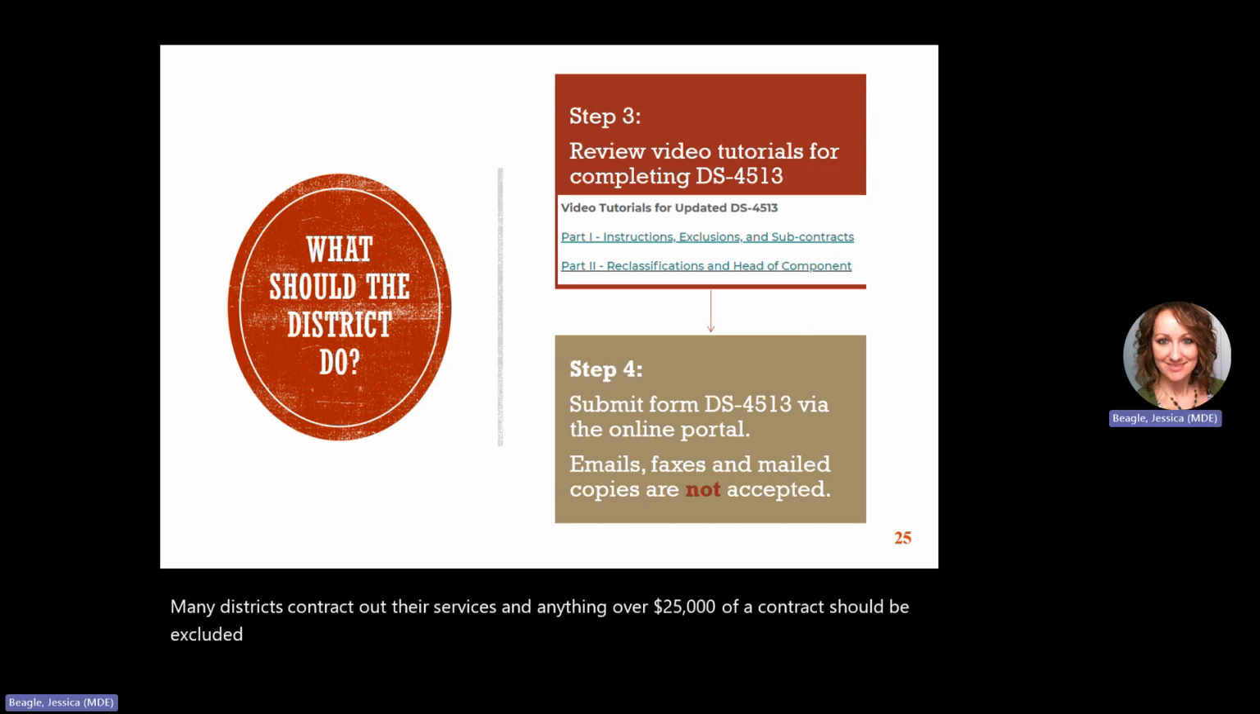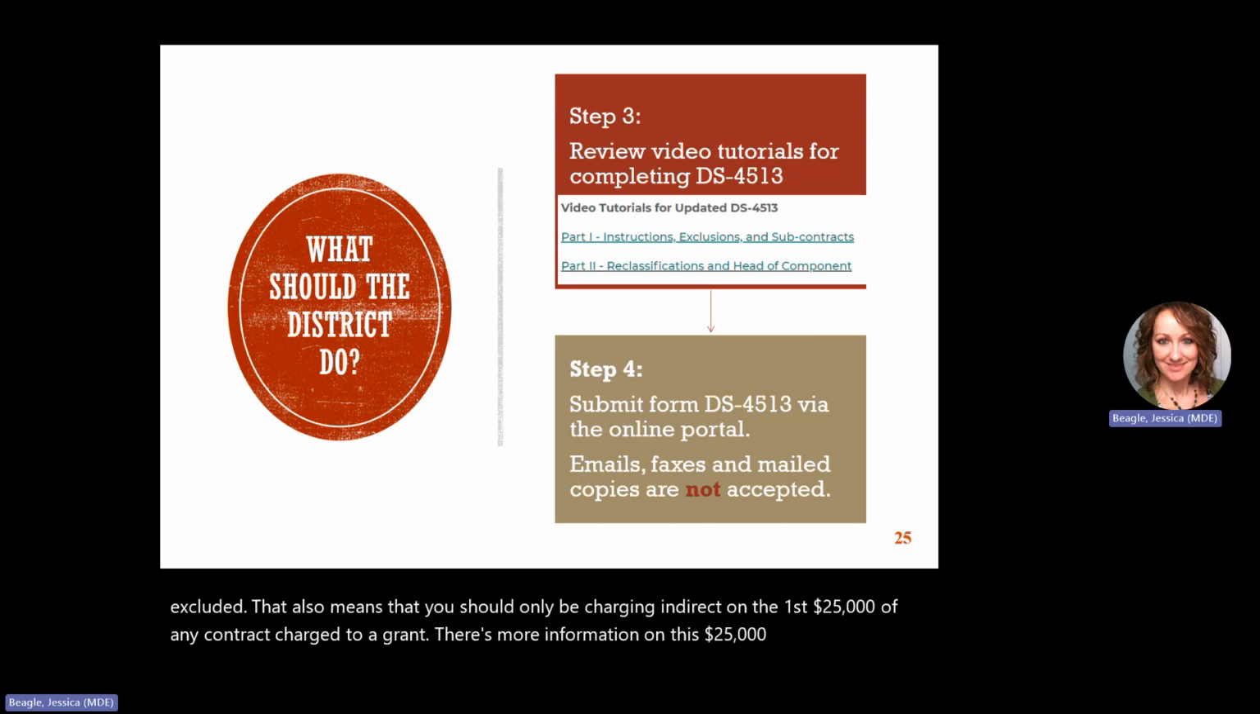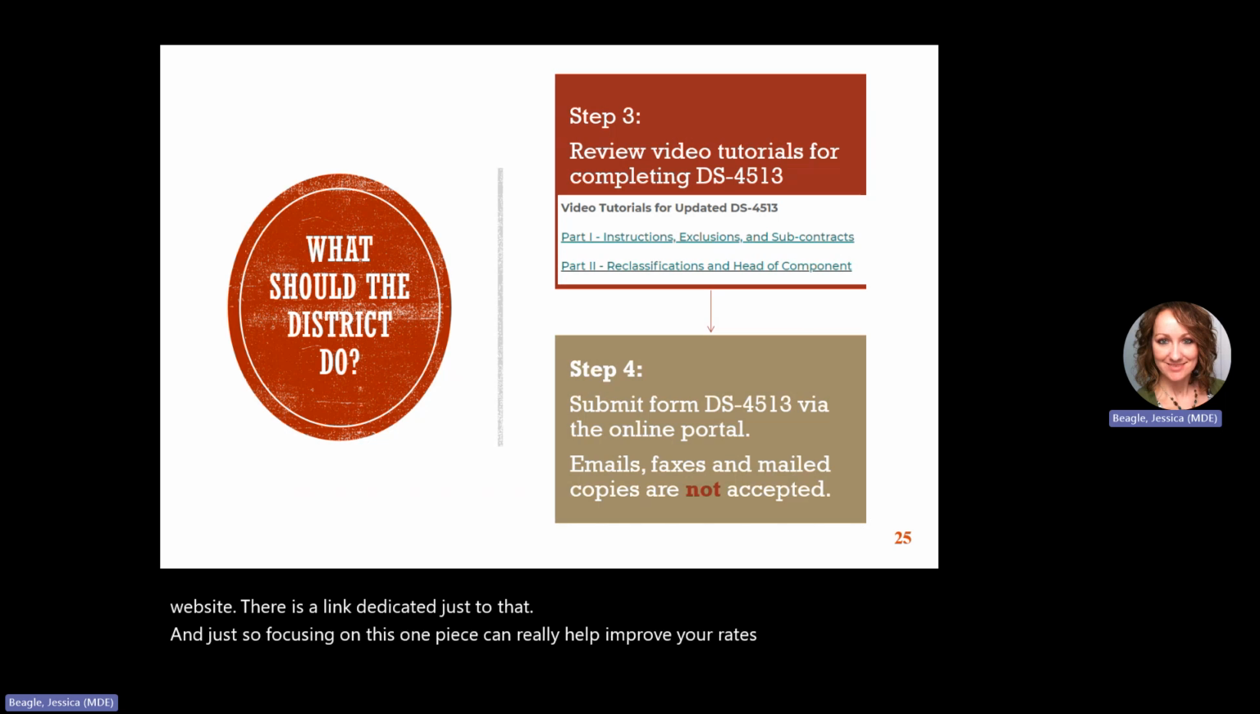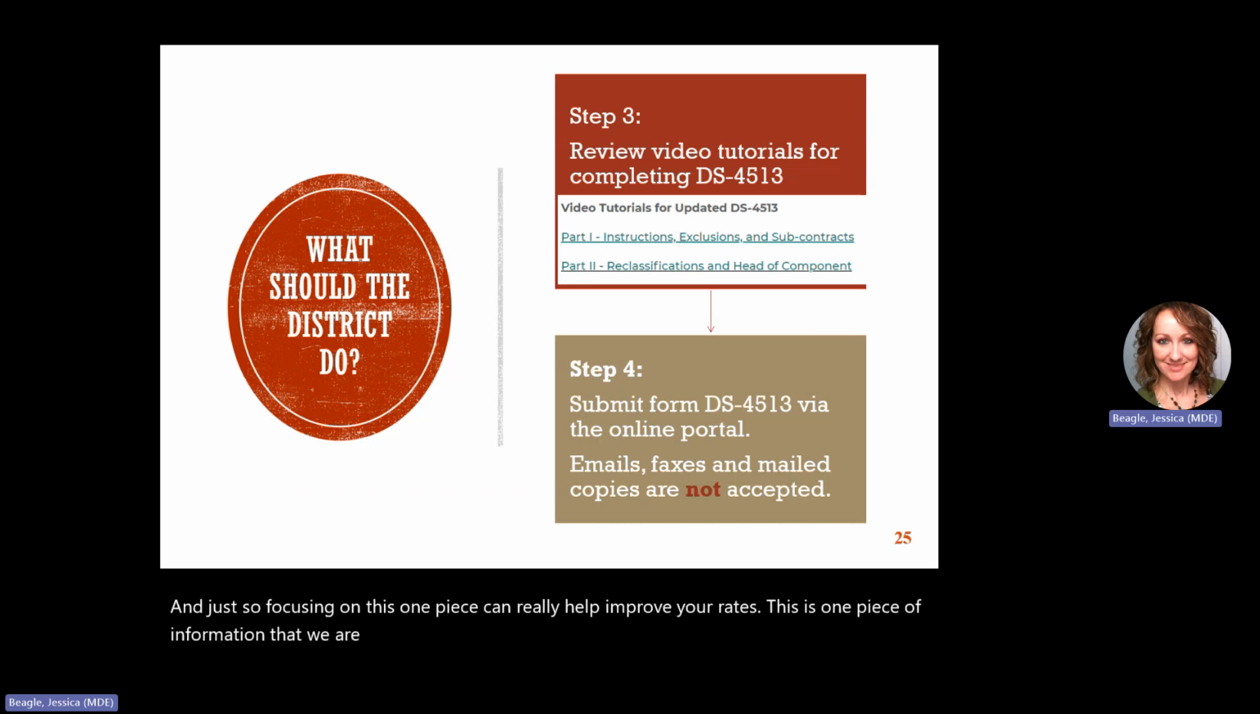That also means that you should only be charging indirect on the first $25,000 of any contract charged to a grant. There's more information on this $25,000 rule on our website. There is a link dedicated just to that. And just so you know, focusing on this one piece can really help improve your rates. This is one piece of information that we are unable to glean from your FID data, which is why it requires input from you. But also know that it does help your rates when you complete this part.